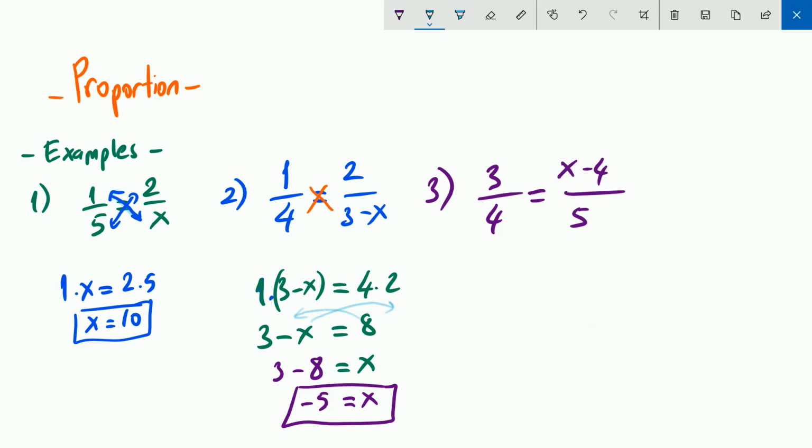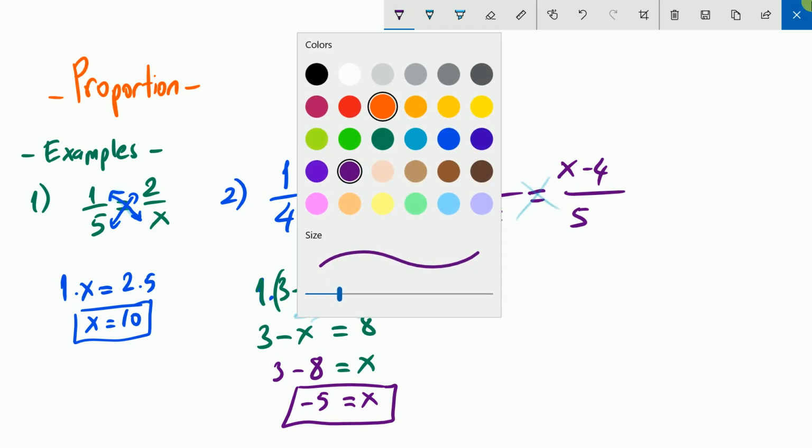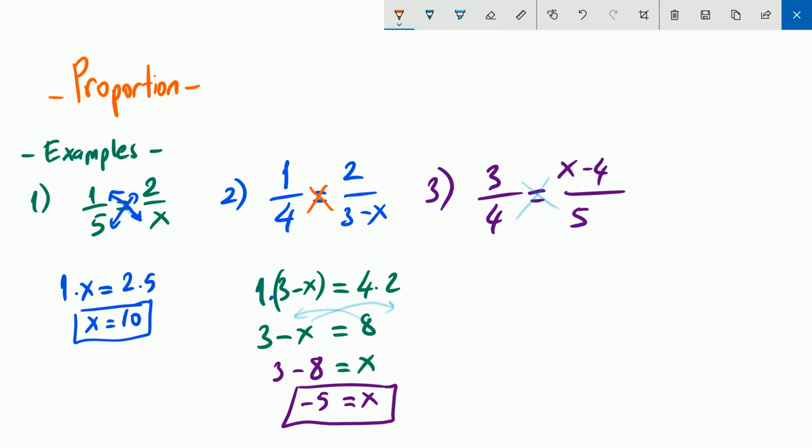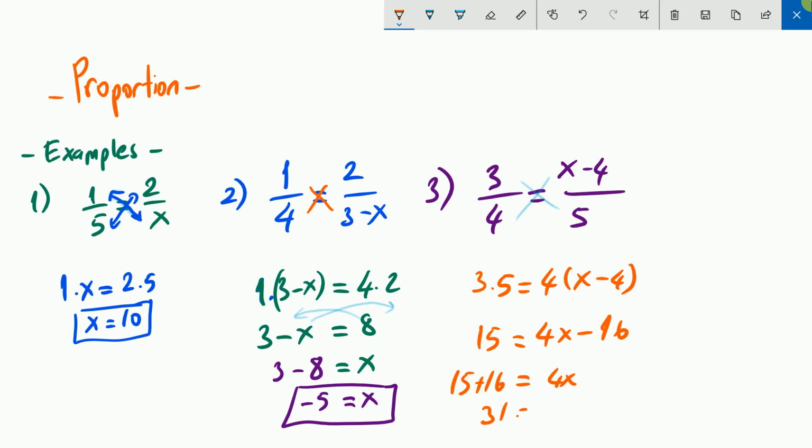So we use the same method, cross multiplication, and you get used to solving it. 3 times 5 equals 4 times x minus 4. So 3 times 5 is 15 equals 4 times x, 4x, 4 times negative 4, negative 16. So 4x will be on the right side. Negative 16 comes to the right side as a positive number. 15 plus 16, 31 equals 4x.